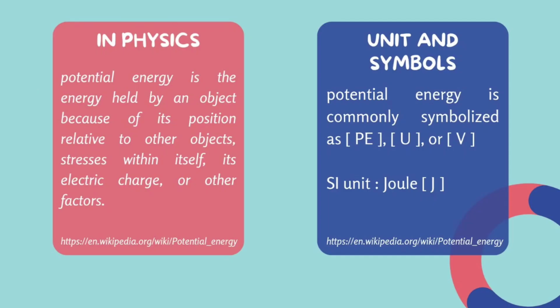In physics, potential energy is the energy held by an object because of its position. It can also be stresses within itself, its electric charge, or other factors. Potential energy is commonly symbolized as PE, U, or V. Some people also use capital E and small letter P as the symbol. And since potential energy is an energy, the SI unit is joule.